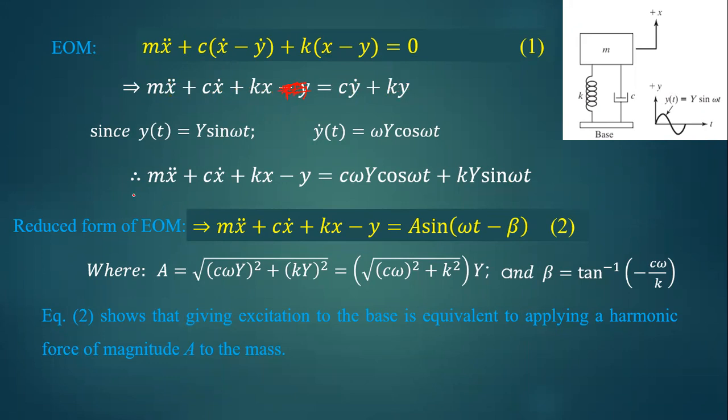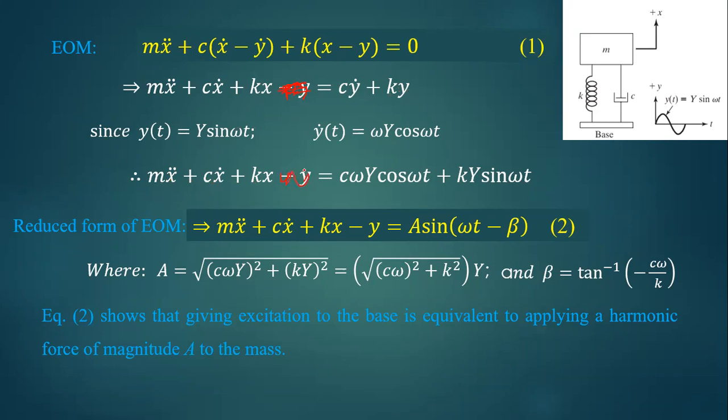Now we are given the road profile, or the profile of the base excitation, which is considered y of t equals Y sine omega t, a sine with amplitude Y. So y of t is equal to Y sine omega t. That means y dot of t is equal to omega times Y cos omega t. So we substitute these terms here.